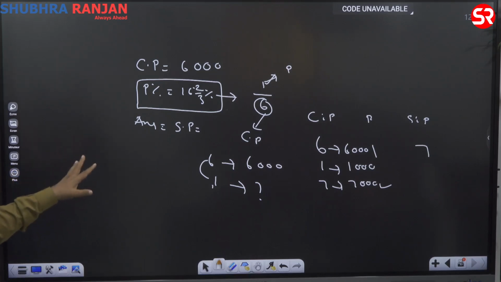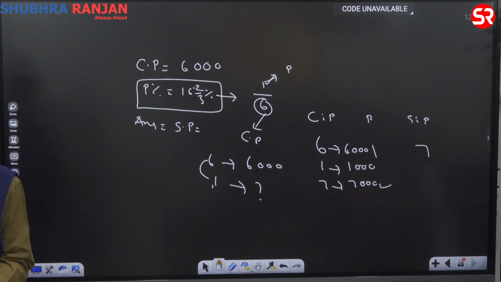So here we are not using any formula related to cost price, selling price, profit, all the stuff. We are understanding how you get profit if you sold with some extra amount.